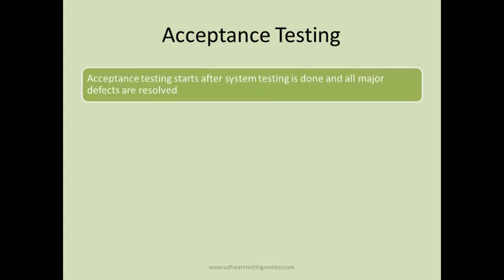Now, the last test level in SDLC is acceptance testing. Acceptance testing starts after system testing is done and all major defects are resolved. Once system testing starts, its purpose is to find as many defects as the independent test team can find and resolve those defects. In system testing, testers find those defects and developers fix them. Once all the major defects found in system testing are fixed, resolved and tested, acceptance testing starts.